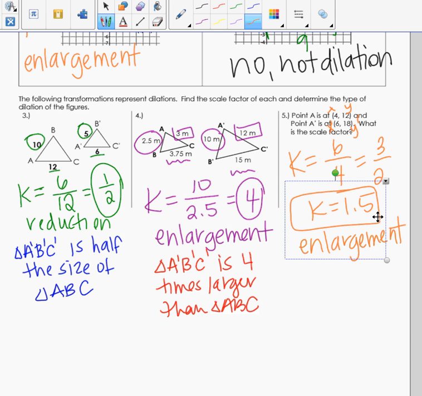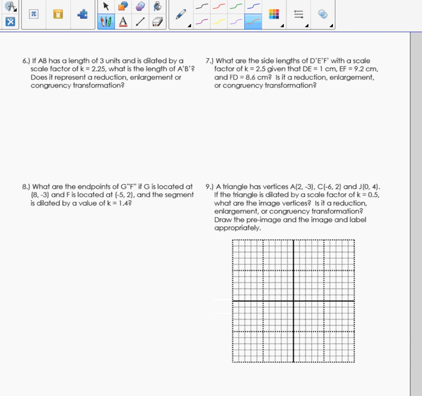Okay? All right, on to the back, we're just going to do a little bit more practice with scale factors. Now, we're going to be given one length in the scale factor and find the final length, or some version thereof. It says if AB has a length of 3 units and is dilated by a scale factor of 2.25, what's the length of A prime, B prime?